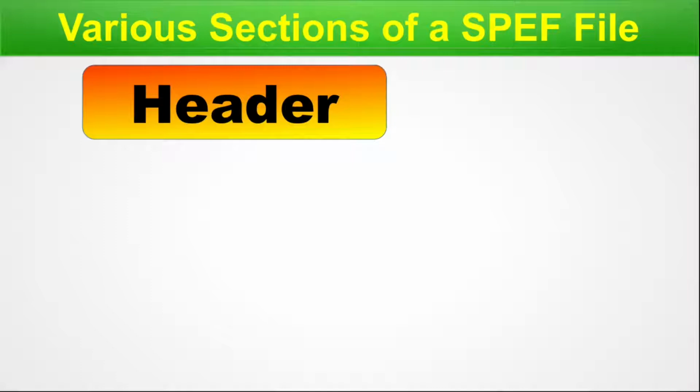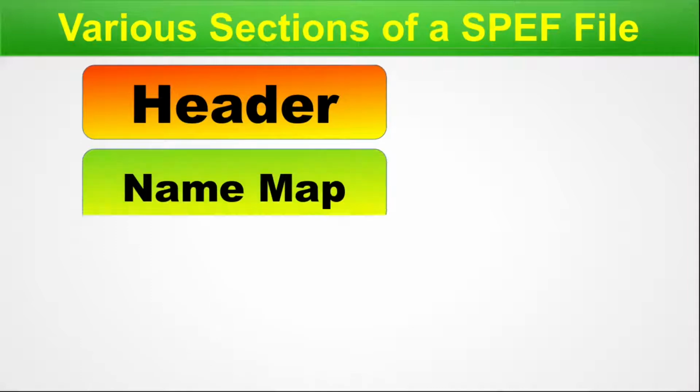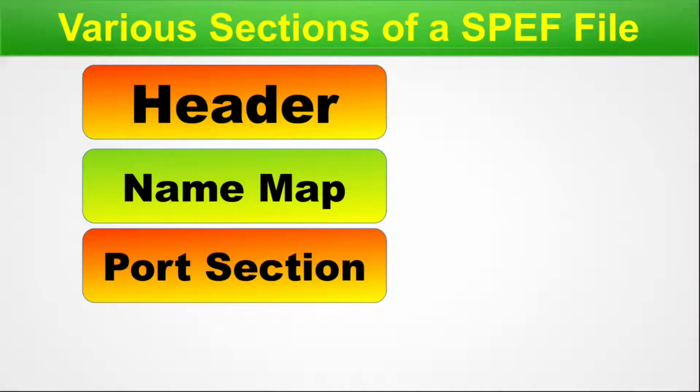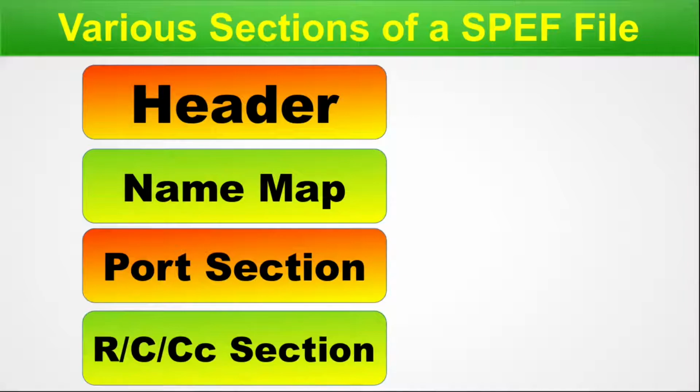The first section is the header. The next section is the name map. The next section is the port section. And finally, we contain all the parasitic information of resistor, capacitor and coupling capacitor in the RCCC section.